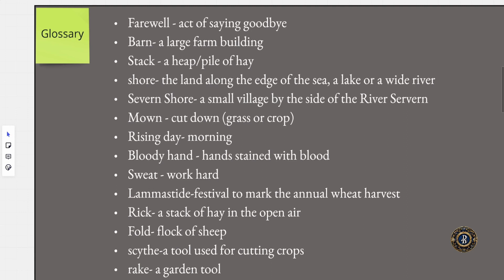This is the glossary of the poem. So as usual, please pause the video and write down the meanings of the words.